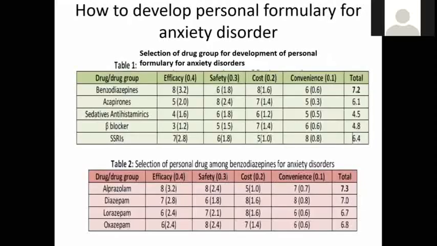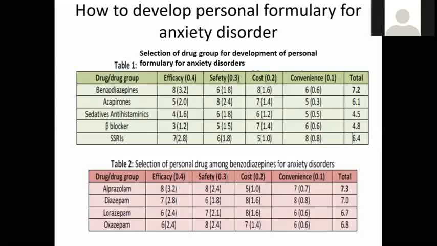Here you can see how to develop a personal formulary for anxiety disorder. We know the drug groups used for anxiety disorder are benzodiazepines, azapirones, sedative antihistaminics, beta blockers, and SSRIs. Benzodiazepines are effective in various types of anxiety, so efficacy is more. After considering the different parameters, we give points, and ultimately the highest points we got are for benzodiazepines. Among the benzodiazepines, various drugs are used like alprazolam, diazepam, lorazepam, oxazepam.